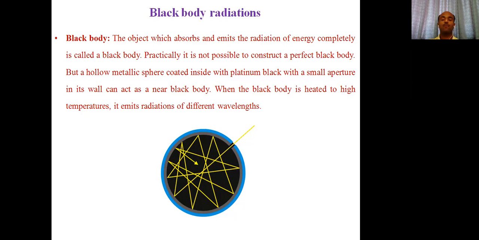So when the black body is heated to a high temperature, it emits radiations of different wavelengths. See here, it consists of a sphere having a small aperture through which radiations can enter inside this black body, and inside it is coated with platinum black, carbon black, which absorbs maximum radiation and emits zero radiation. That is not a perfectly black body, but it is close to an ideal black body. When this black body is heated, it starts emitting radiations.